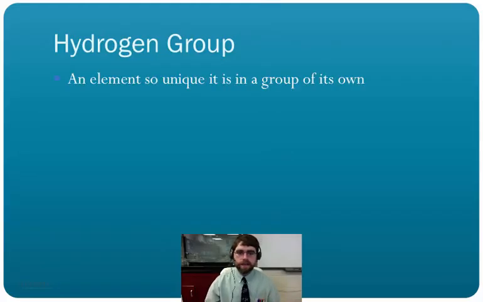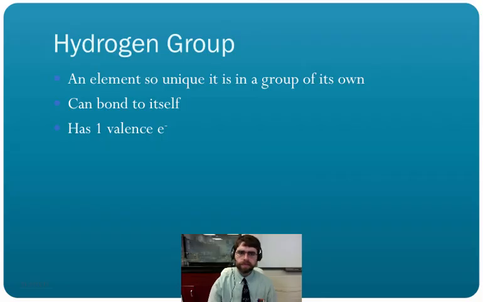Hydrogen is an element that is so unique, it's in a group all by itself. It can bond to itself, which means when you find it in nature, you never find it alone. You always find it bonded to something else or bonded to itself. If it's bonded to itself, the formula is H2, two hydrogens bonded to each other. It has one valence electron, and kind of unique among the elements, it can give it away or it can gain just one, which means it can form one plus or minus ions.